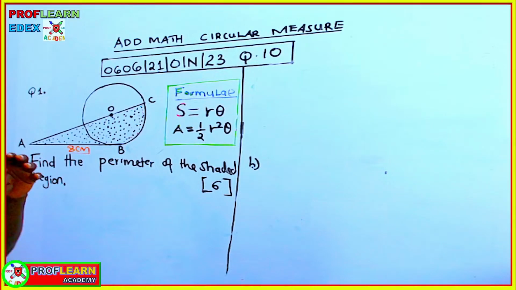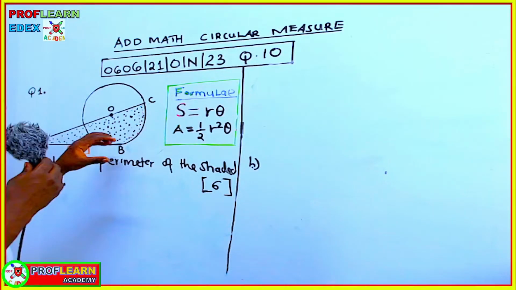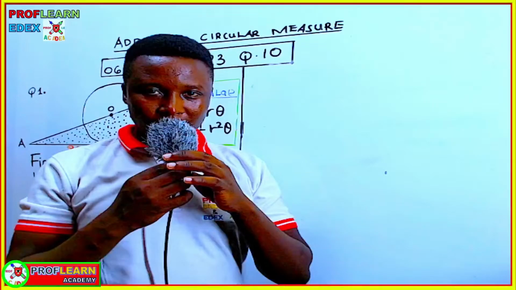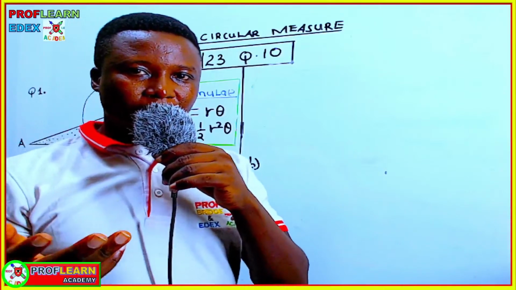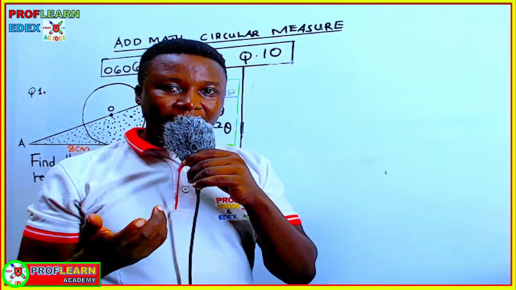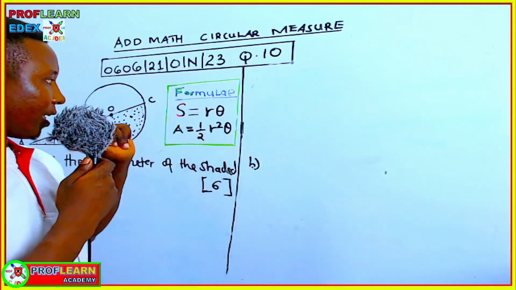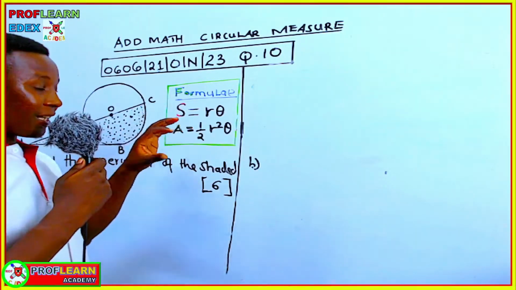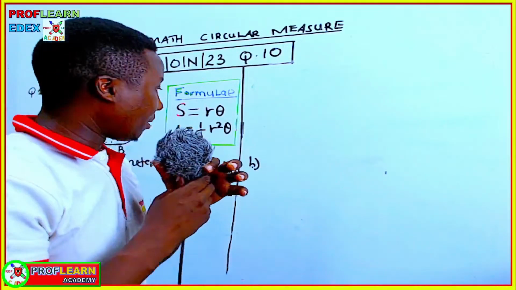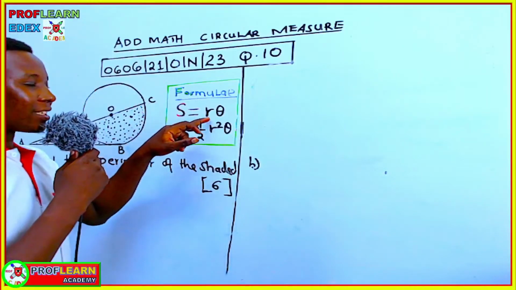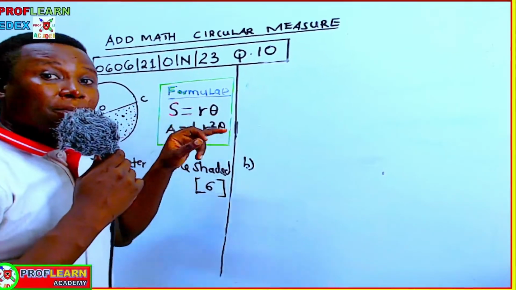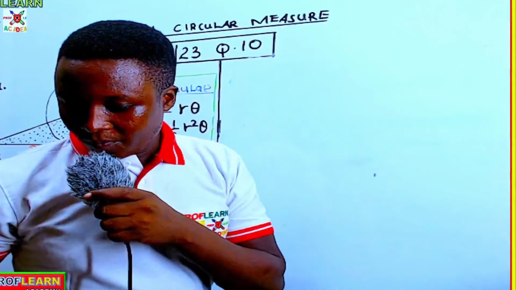And thereafter we are going to work out the area of the shaded region. Whenever you are working out the area of a sector, when you are given the angle in radians, you need to remember that area is a half r squared theta. And whenever you are working out arc length, you need to remember that the formula is r, the radius, times theta, the angle in radians.